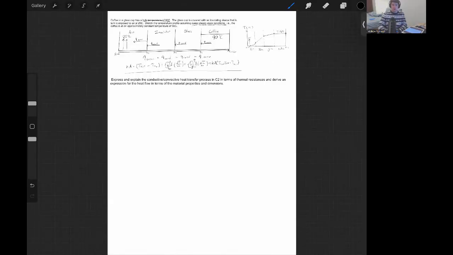Hello everyone. In this part of the video, we are going to express the conductive and convective heat transfer process in the system that we used in the previous part of this question. We are going to relate it to the thermal resistances of the system to then derive an expression for heat flow in terms of material properties and dimensions. Let's begin.